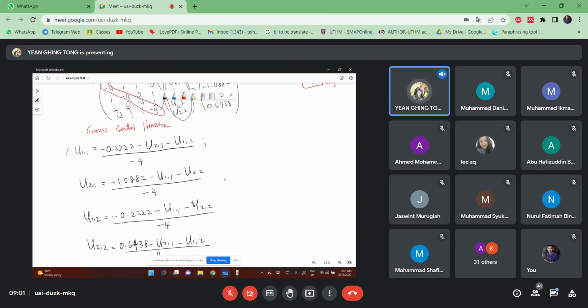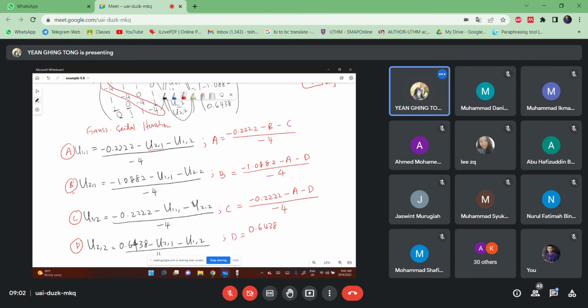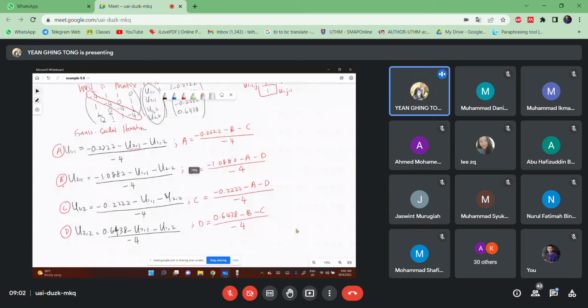So we can easily key in the formula if I put in symbols. Let's say this one is A, this is B, this is C, this is D. So A equals negative 0.2222 minus U21, which is B, minus U12, which is C, divided by negative 4. B equals negative 1.0882 minus A minus D divided by negative 4. C equals negative 0.2222 minus A minus D divided by negative 4. And D is 0.6438 minus B minus C divided by negative 4. So this goes into the calculator, and later on we solve by using Gauss-Seidel iteration.